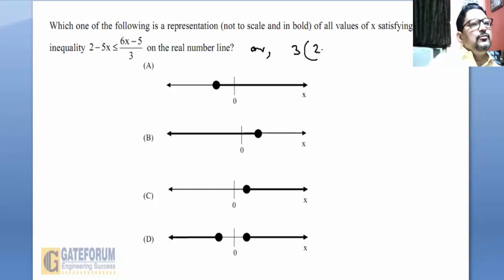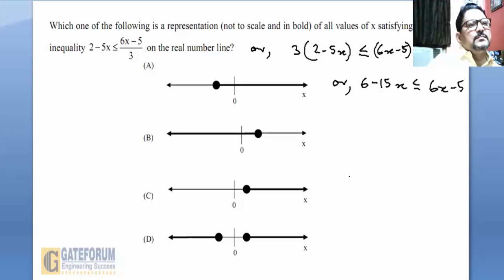So I can say 3 into 2 minus 5x would be less than equal to 6x minus 5. We have multiplied by 3 here, so 3 has got cancelled. So that's it. Or 6 minus 15x is less than equal to 6x minus 5. Now, placing 15x on that side, we get 21x. So 21x is there and 5 goes here. So 5 becomes 11 because plus 5, so 5 plus 6 is 11. So 21x is greater than equal to 11. So x is greater than equal to 11 by 21.